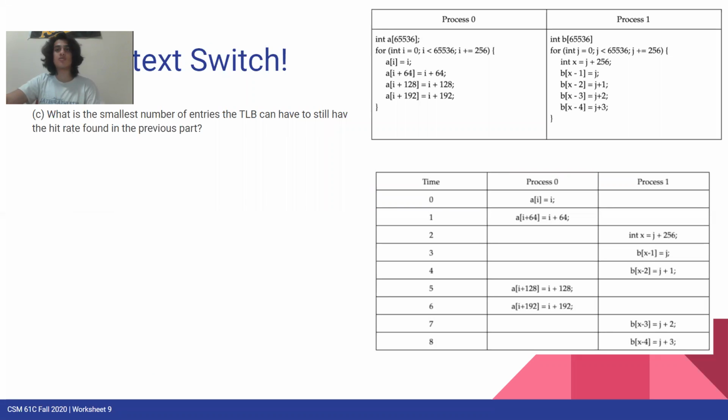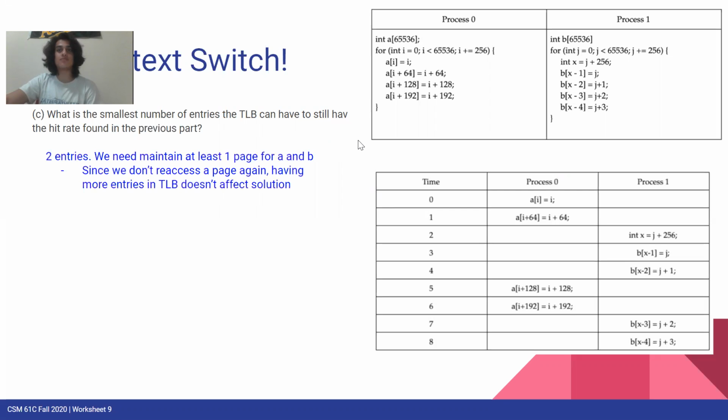And then, what's the smallest number of entries the TLB can have to still have the hit rate found in the previous part? I'm sorry for this typo. Need to proofread better. So in this case, it's 2 entries. We need to maintain at least 1 page for A and B.